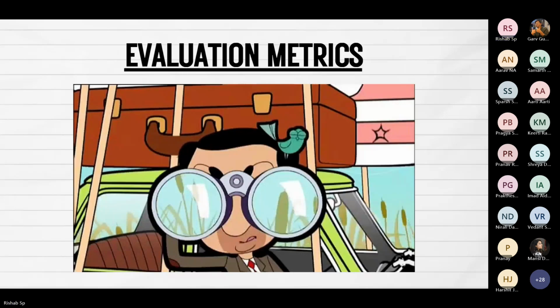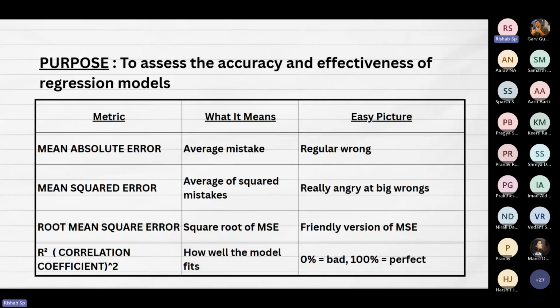So let's assume I have an observed value. This month the sale was 100. I predicted 90. What's the error? The error is 10, right? So with this error, we can find the accuracy and effectiveness of these regression models. So there are basically 4 types.